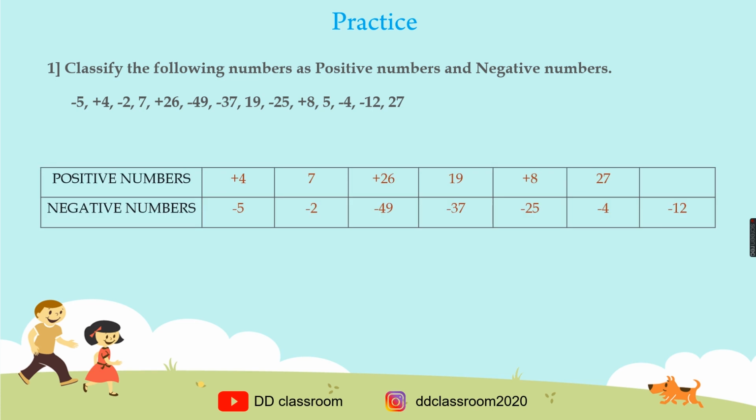Positive numbers are +4, 7, +26, 19, +8, 27. In the positive numbers, sometimes we put the symbol of plus before the number or sometimes not. That means the +4 or only 7, both are the positive numbers. Negative numbers are -5, -2, -49, -37, -25, -4, -12. These all are the negative numbers.